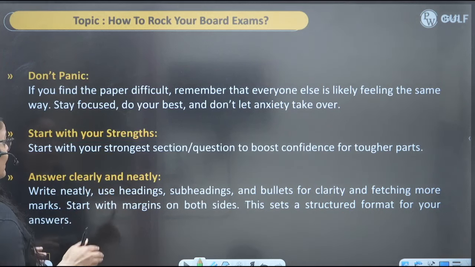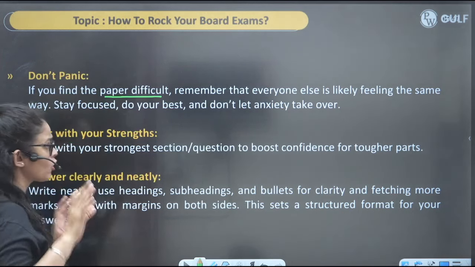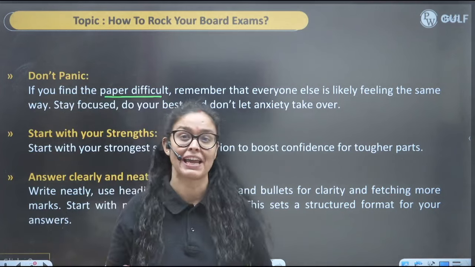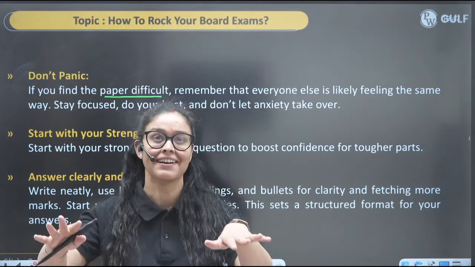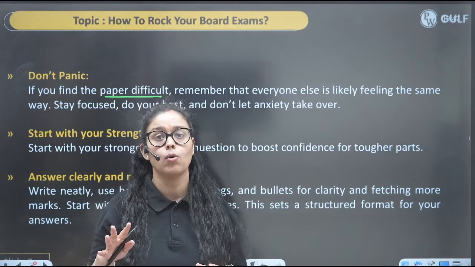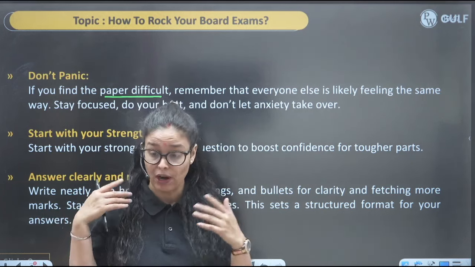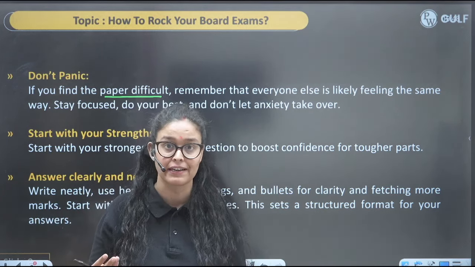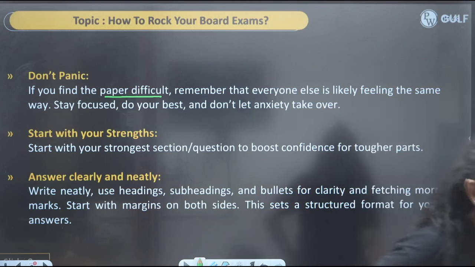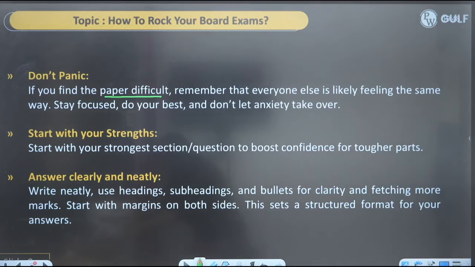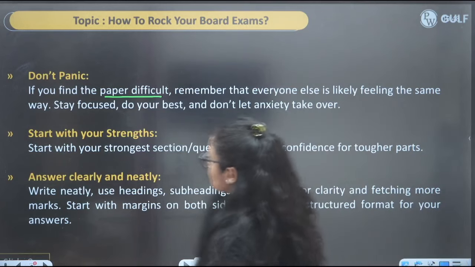So don't panic. If the paper is difficult, it will be for all. It will be for everyone. Everyone will be having the same feeling. So don't feel like, oh, I'm the only one who is finding this question very difficult, and what will happen now, right? So don't be like that, right? Don't be like that.